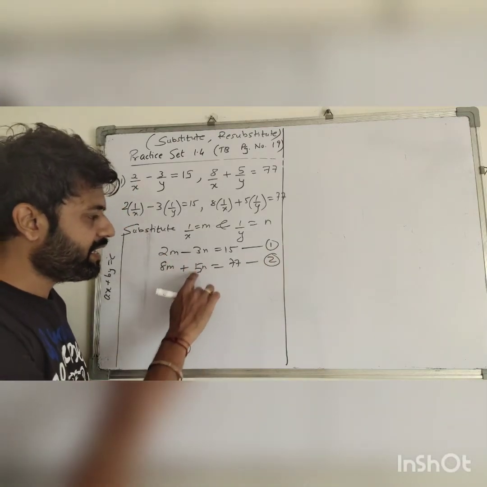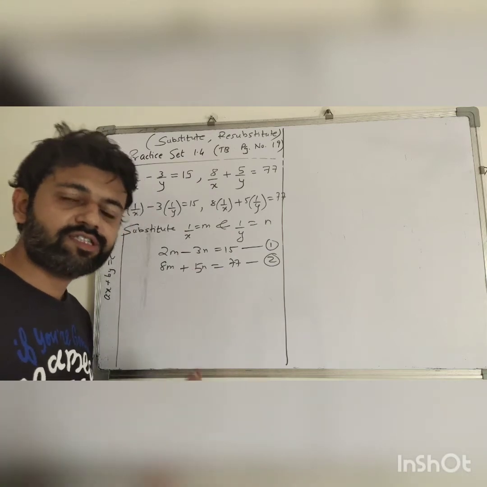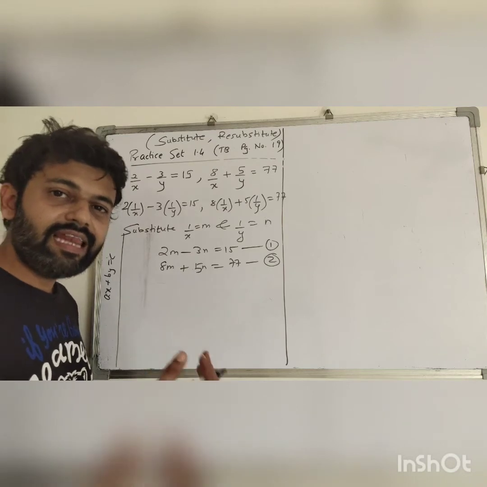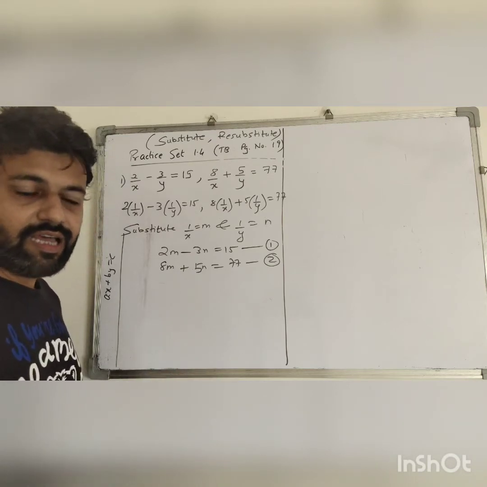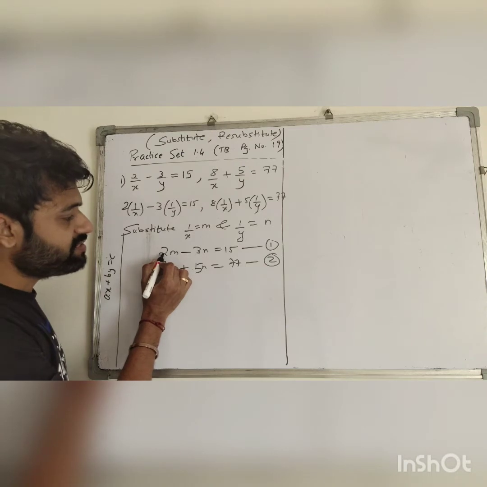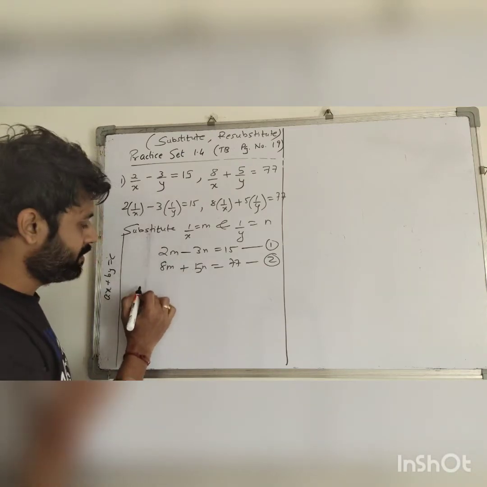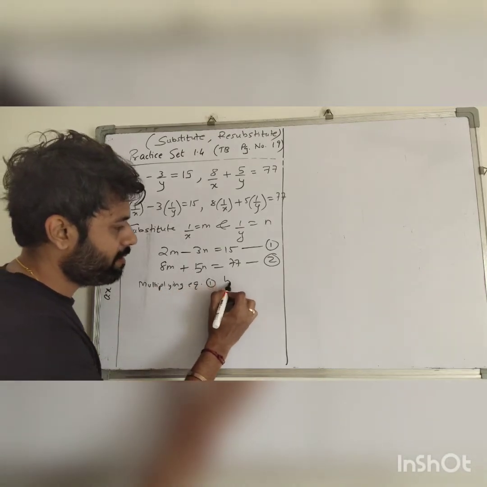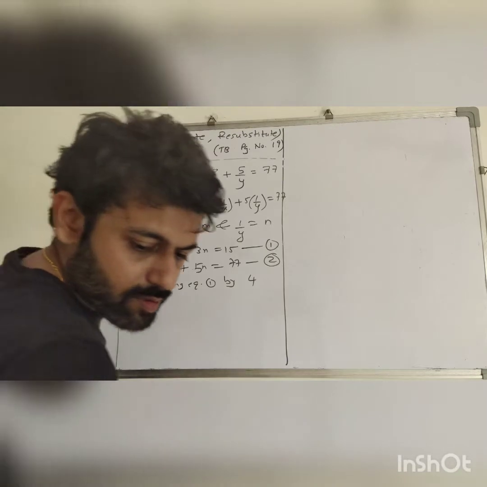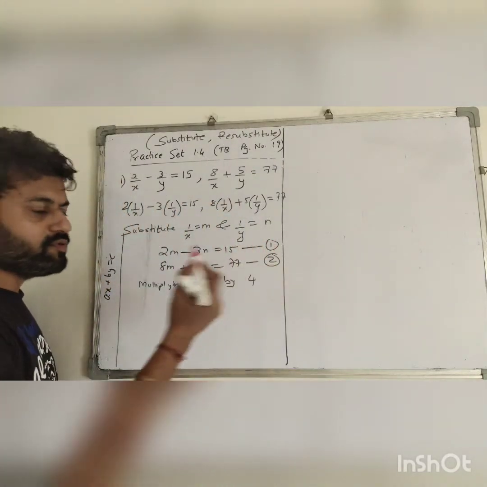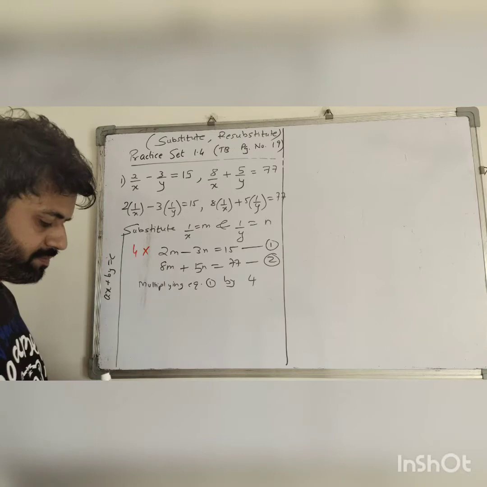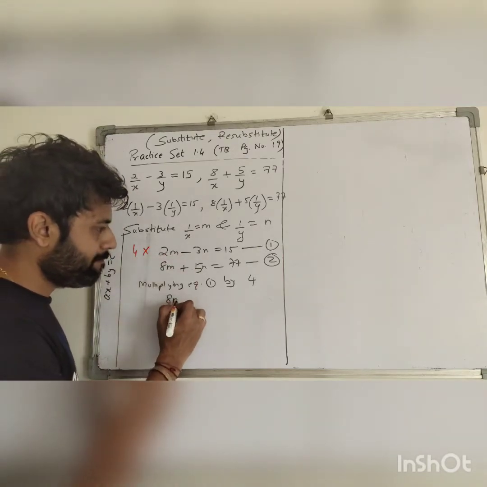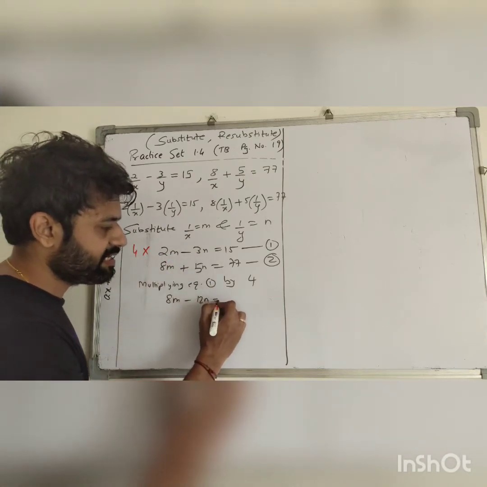This is 2, this is 8, this is 3, this is 5. The coefficients are not same. We will bring the coefficients same, so that we can eliminate the same coefficients. Here we have a chance to make m same. So I am going to multiply equation number 1 by 4. I am using the red ink, into 4. You can use pencil instead. 4 2s are 8m minus 4 3s are 12n is equal to 60.